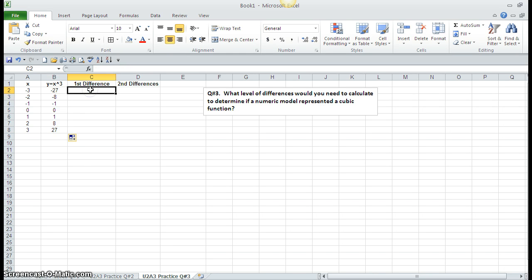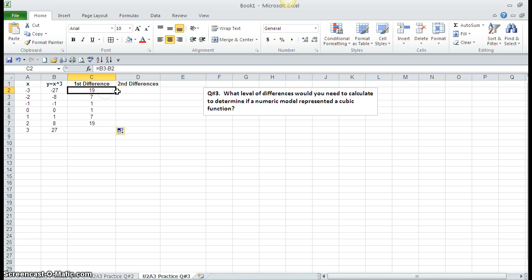So I want to calculate my first differences. Remember, this value, negative 8, subtract negative 27. So where do I find negative 8? In B3. So B3 minus B2, oh, it didn't give me a value. What did I forget? Let's see. I didn't put an equal sign in front. The equal sign means do the calculation with the two values in here. So B3 minus B2, and I copy these down.